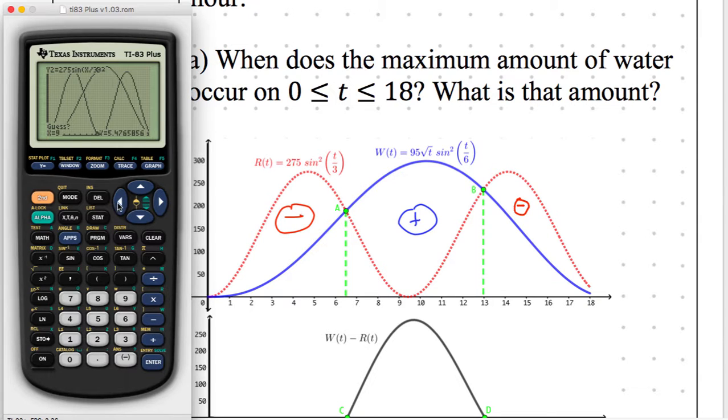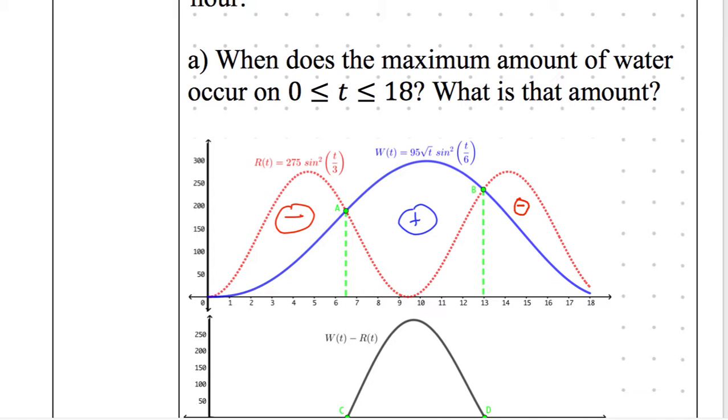And your guess, oh yeah, because there are multiple intersections, so that's why the guess is important. I'm going to guess right there. Boom. And it tells me 6.495. So write down on your notes too, 6.495. Did everyone get that?